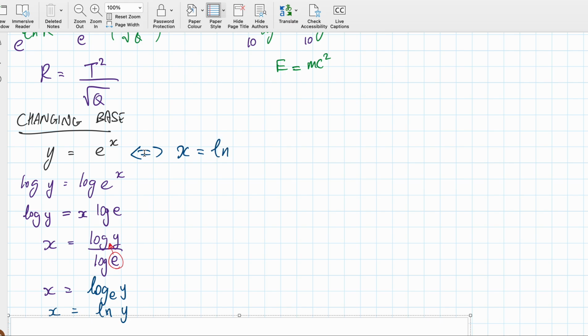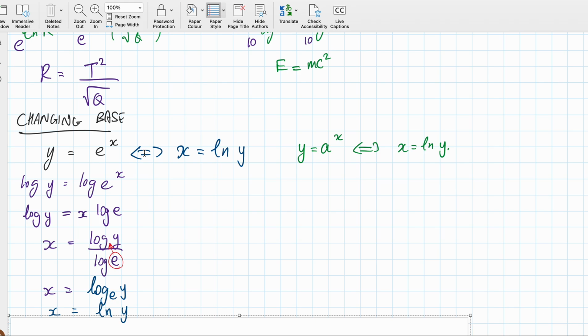Another handy equation that you might want to use as well, I'll write it in green over here: if you've just got y is equal to a to the x, so this isn't an e, it's equal to x is equal to log_a y. So we're swapping the inputs and the outputs, that's sort of what's happening.